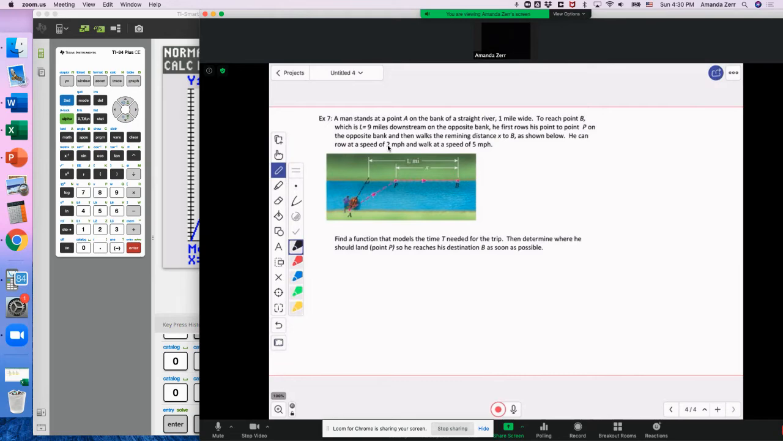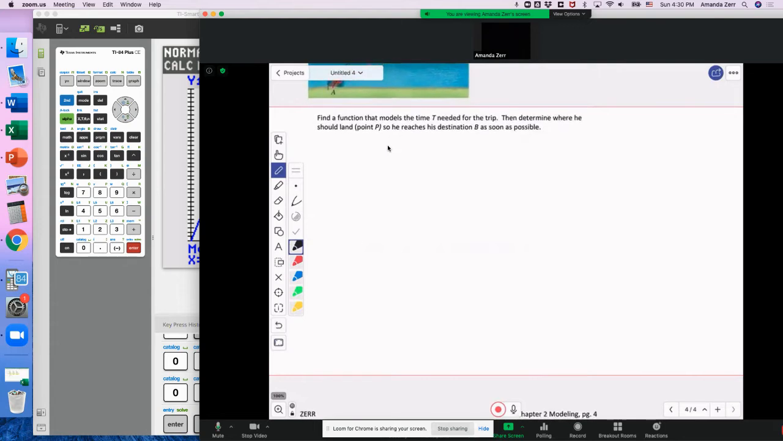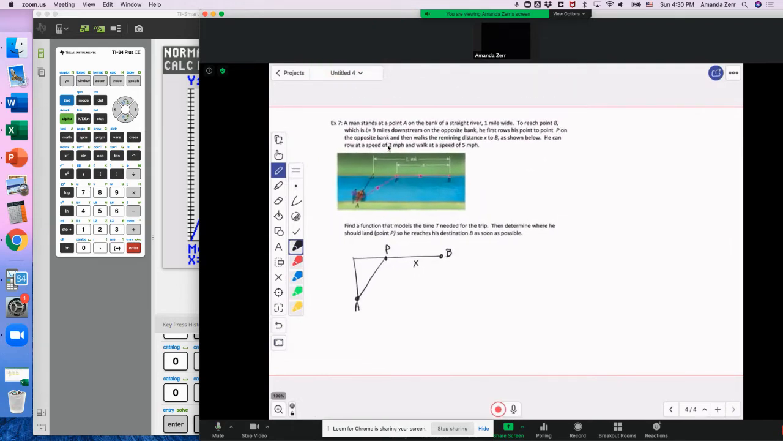Okay, so let's see. I'm going to kind of draw this up here a little bit. So if he's got 2 trips to do, he needs to get from A to point P, and then he needs to get to point B as well. Okay, we're letting X be our distance from point P to B.